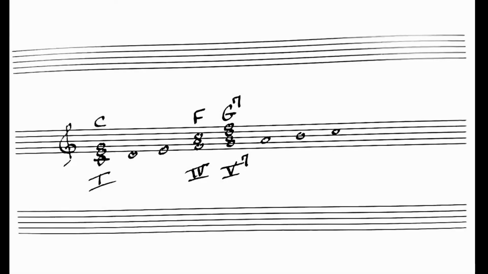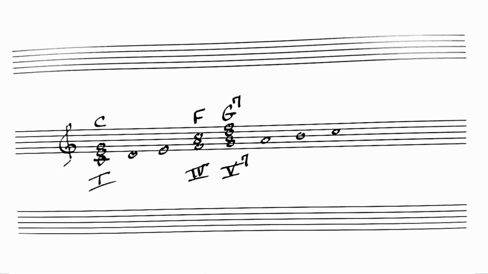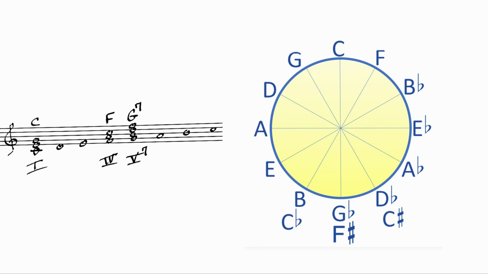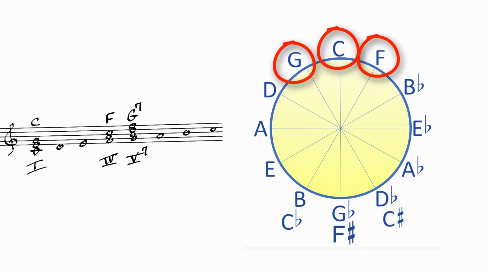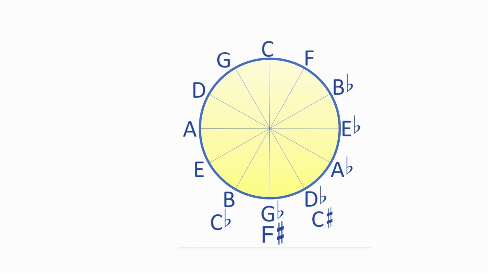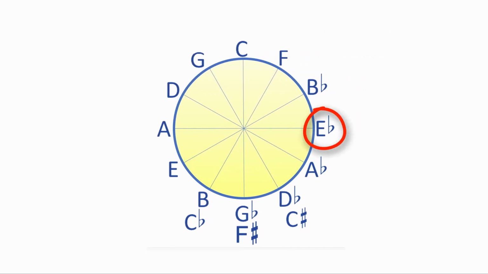You can easily find the primary chords of any key by locating the key on the circle of fifths and then locating the chords to the right and to the left. Here they are in the key of C, the 1, 4, and 5. And here they are in the key of E flat, the 1, the E flat, the 4, the A flat, and the 5, the B flat.